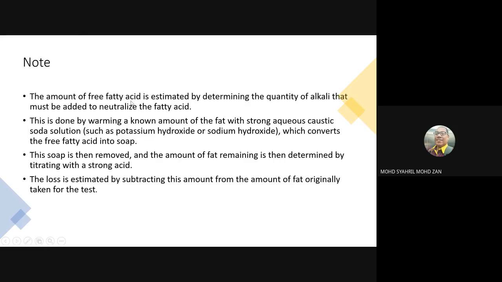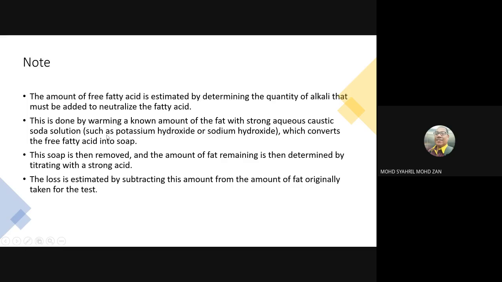Okay, the amount of free fatty acid is estimated by determining the quantity of alkali. Since we put the potassium ion, potassium hydroxide, or salts, that way you get a soap. Okay, that must be added to neutralize the fatty acids. So fat combined with the alkali, you can get the soap. This is done by warming a known amount of fat with a strong aqueous caustic soda solution. Okay, aqueous caustic soda solution.